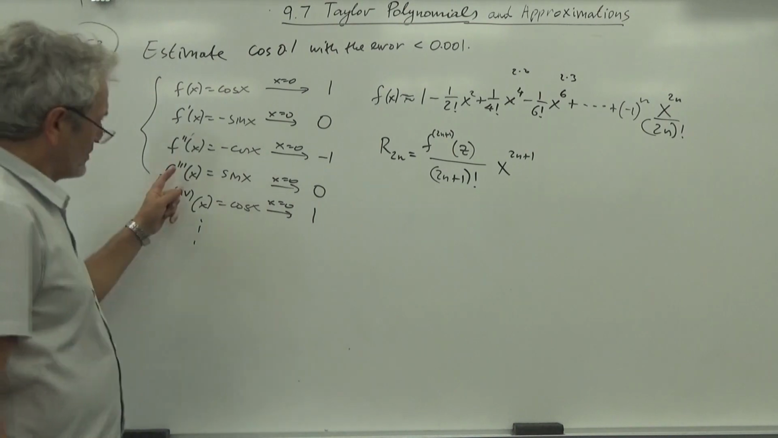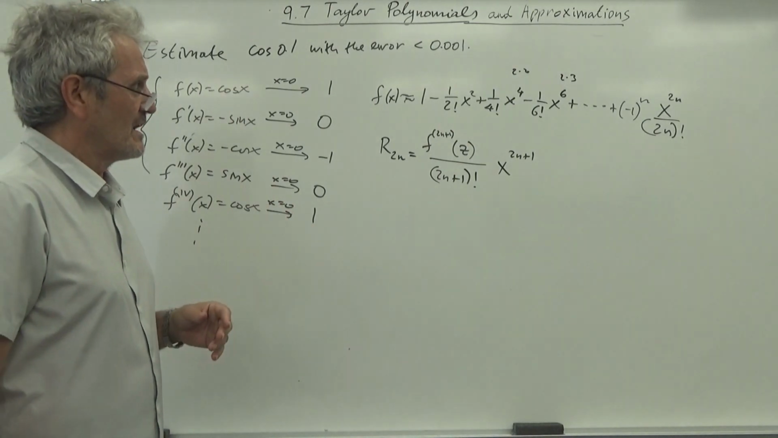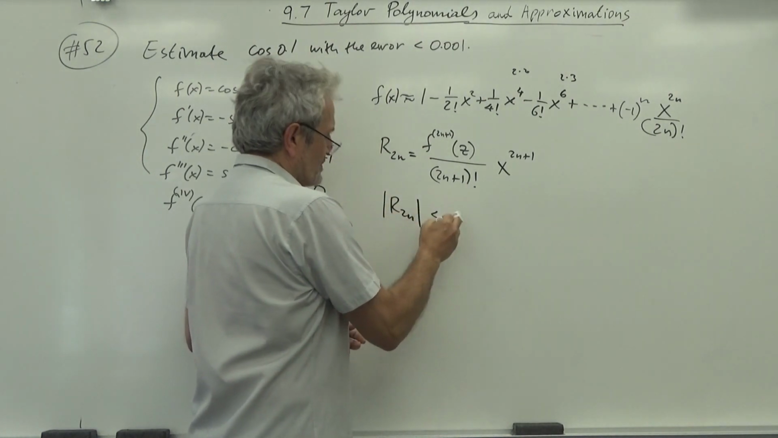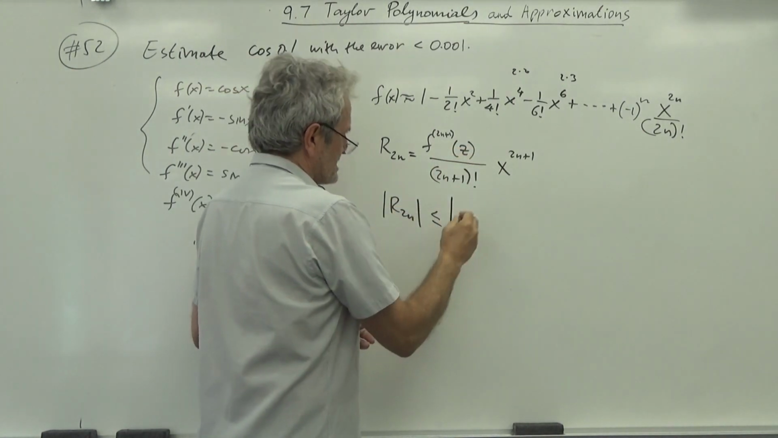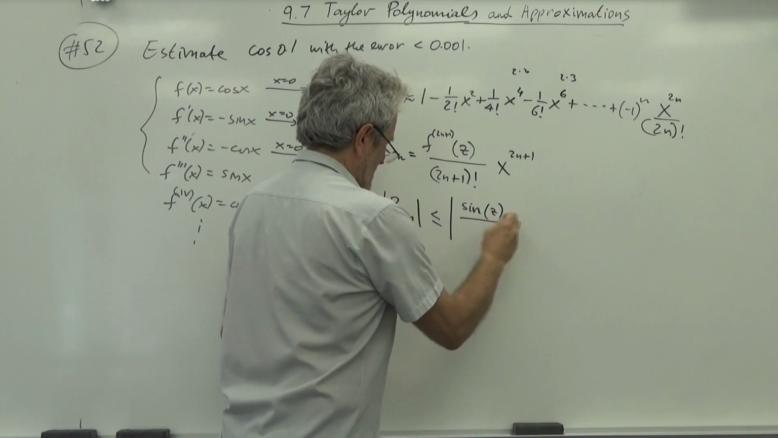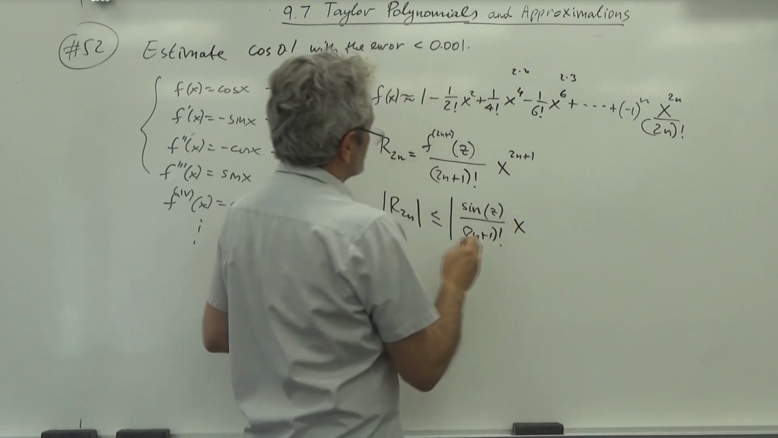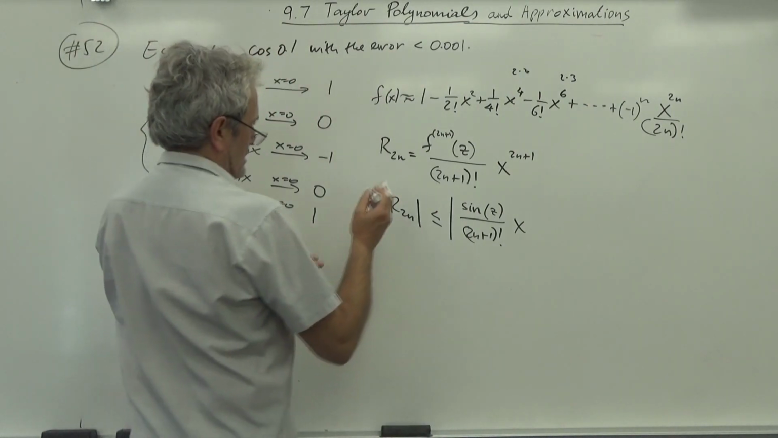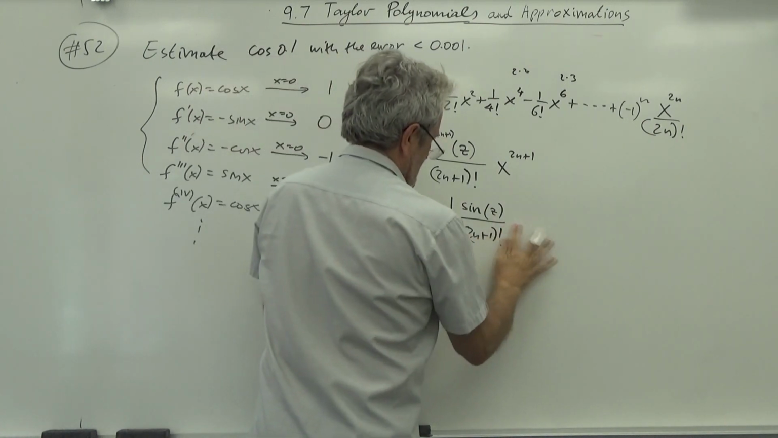That's 2n plus 1 first derivative, like all other odd derivatives, it will be sine, plus or minus, it doesn't really matter. But what we can say is the following: the absolute value of R2n is less than or equal to the absolute value of sine z over (2n plus 1) factorial times x to the, how much is our x? We are using x to be 0.1. So 0.1 to the 2n plus 1.